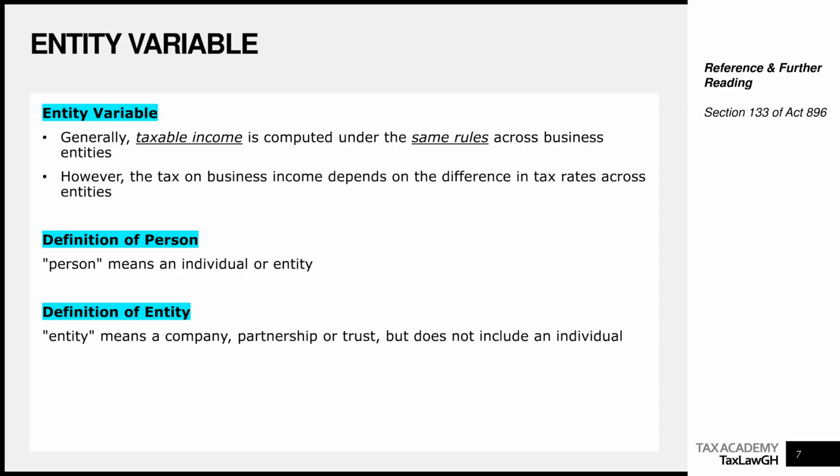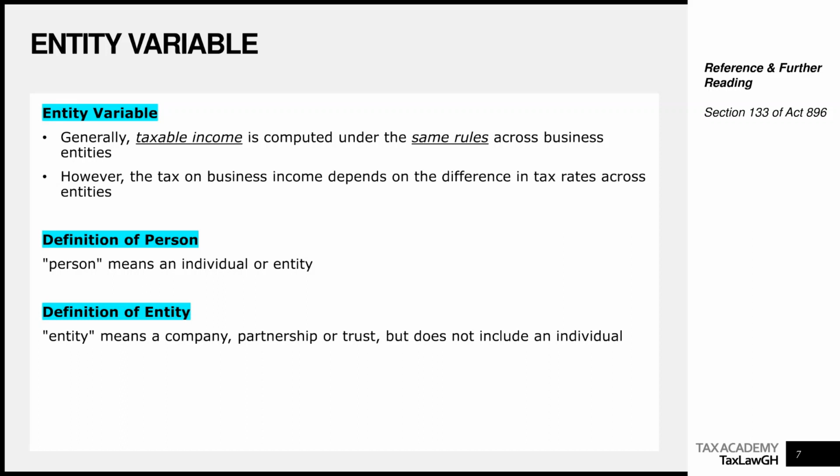For example, what amounts can they deduct? What amounts can they not deduct? What amounts can they include in assessing their income? What amounts must they exclude when it comes to assessing their income? However, we are saying that tax on business income depends on the difference in tax rate across entities. I'll show you in the next second or two that depending on the entity type, the tax rate will vary, and this will have an impact on your decision making as a tax planner in your case.